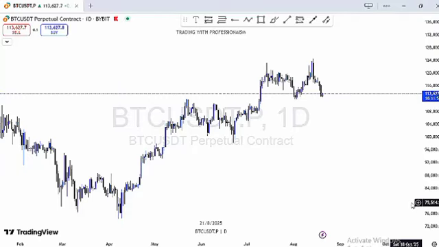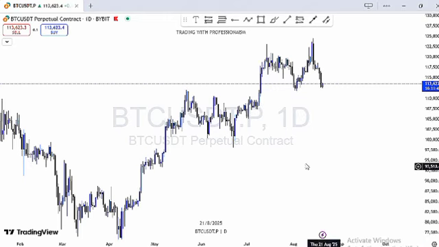BTC, top down analysis on BTC. Okay, so first of all, to start top down analysis, you need to know where you are on the market that you're currently analyzing. And top down analysis has like three categories.